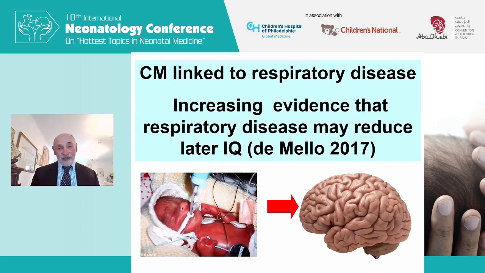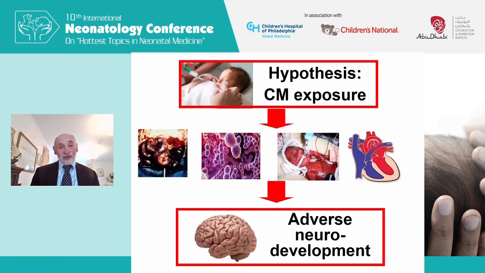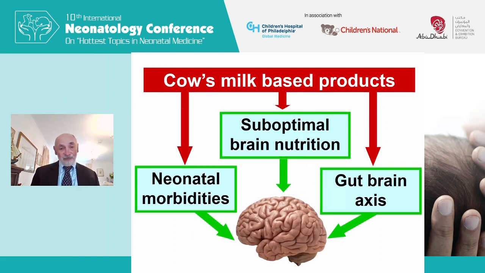Now, cow's milk is also linked to respiratory disease, and there's increasing evidence that respiratory disease may be associated with reduced later IQ. And to show you our own data here, each day of ventilation we found was associated, after adjustment, with a 4.4 point lower verbal IQ 7 to 8 years later, and BPD with a 5 point lower verbal IQ. So the hypothesis I'm developing here with you is that if you expose babies to cow's milk products, there are a number of morbidities that they may have in the neonatal period, each of which is associated with adverse neurodevelopment. And that's only one thread linking cow's milk with the brain.